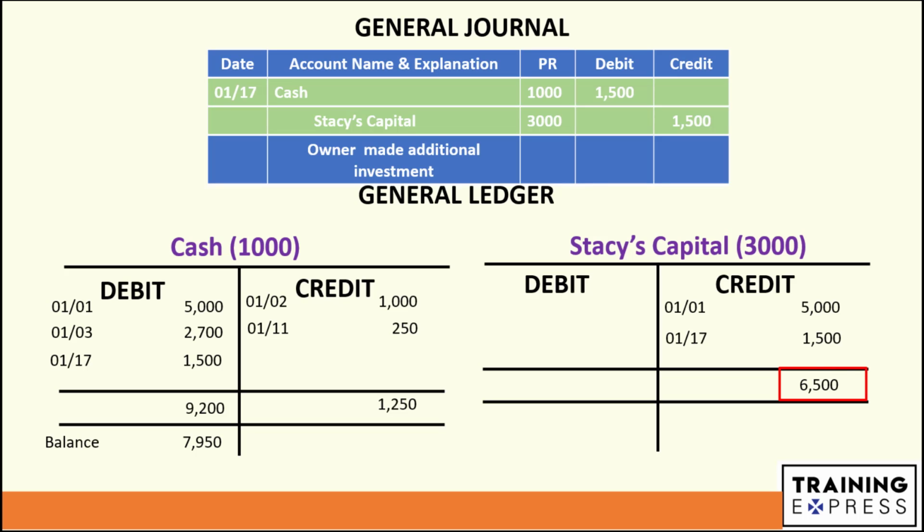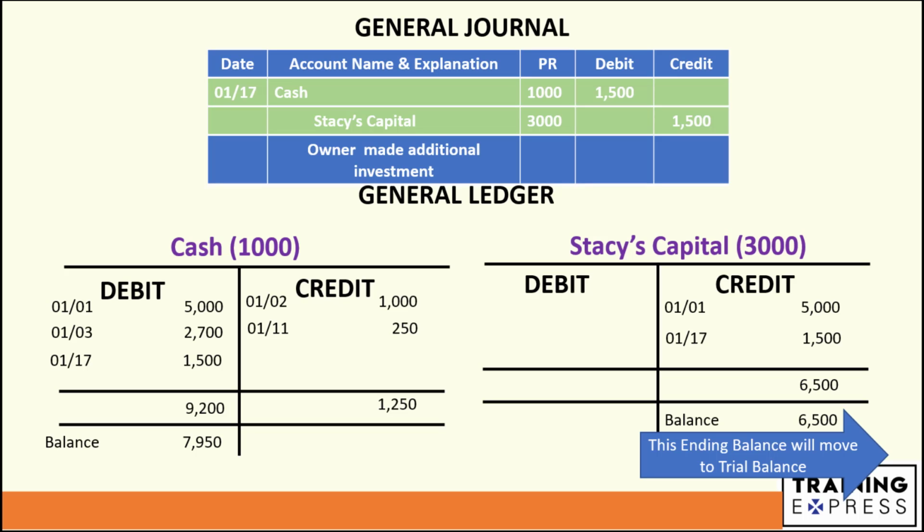Total on the credit side is $6,500 and the total on the debit side is 0. So the ending balance will be $6,500, which is actually a credit balance. Now before we finish the discussion, we need to note here that there is no more capital transaction in this particular transaction. So the final balance of $6,500 will be treated as the ending balance, or you can say final balance. So this ending balance now will be moved to trial balance.